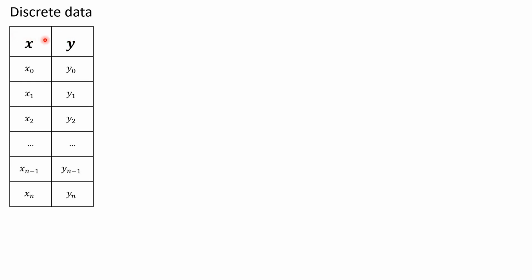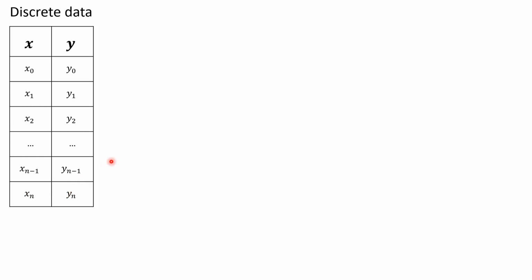And for that function, the values of the function at some distinct points of x are given. For example, at x equal to x0, the value of the function is y0. At x equal to x1, the value of the function is y1, like this. So we have these n plus 1 points.